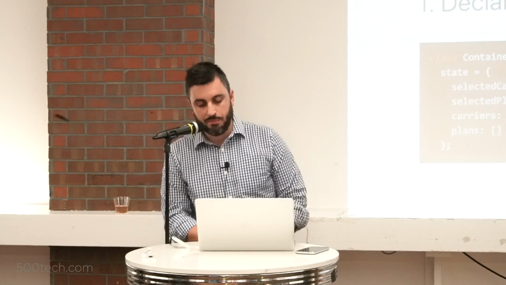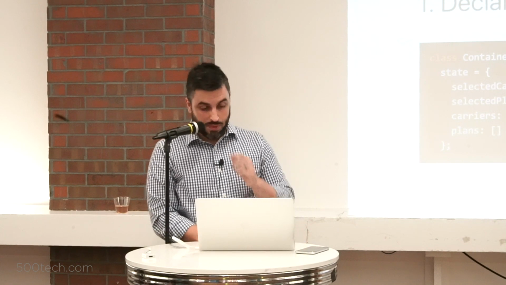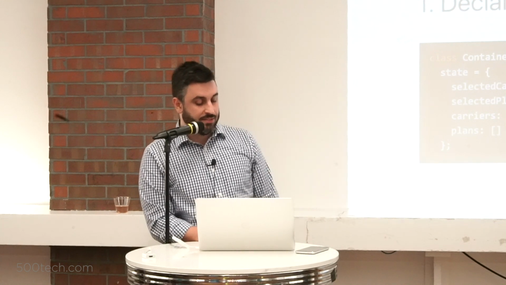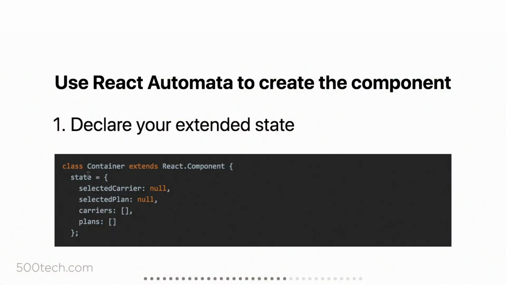So first thing I do if I'm creating a component with state machines is declare my extended state. So all the state that I'm going to manage with React is this one. Selected carrier, selected plan, the carriers, the plans, which is already really great because this is all the business data that I need. And this is the important data too.